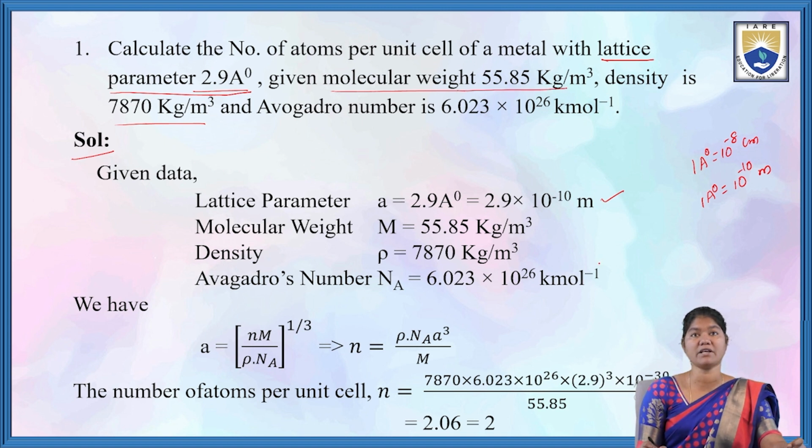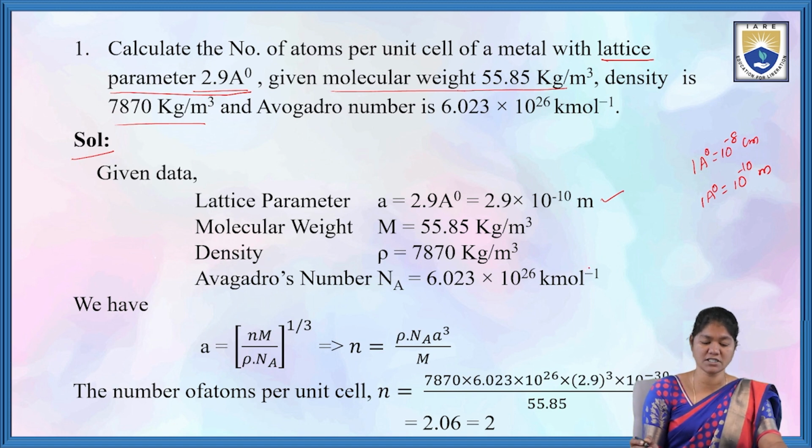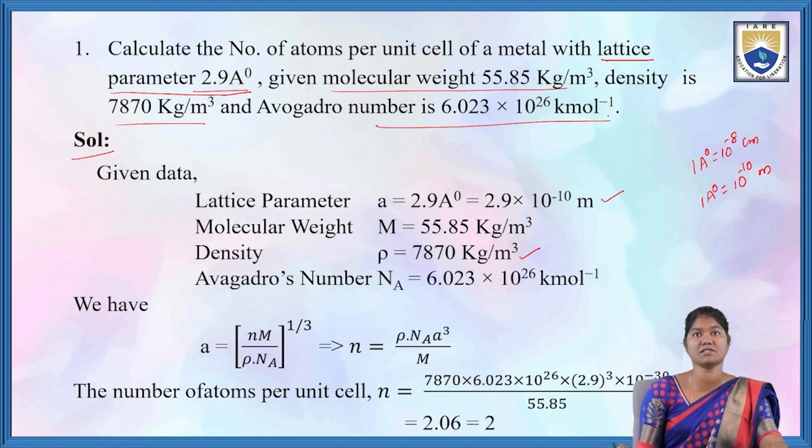55.85 kilogram per meter cube. Already it is in the same units, and the density rho is equal to 7870 kilogram per meter cube. And the Avogadro's number is given by Na is equal to 6.023 into 10 power 26 kilomole inverse. So these are the data given in the problem.